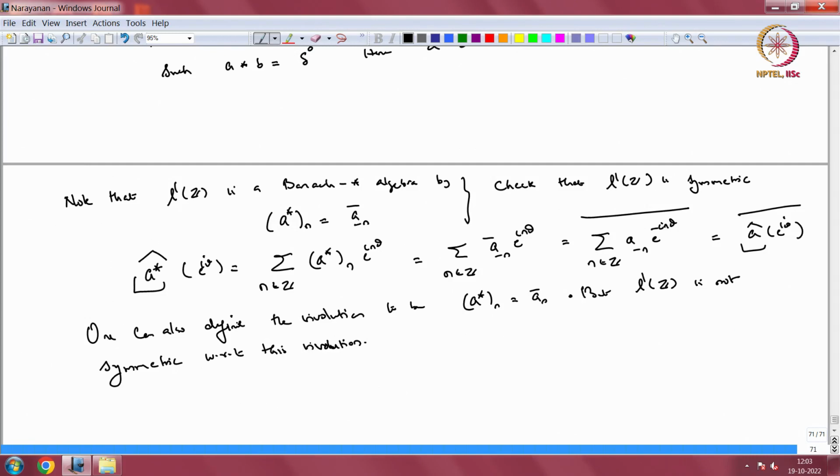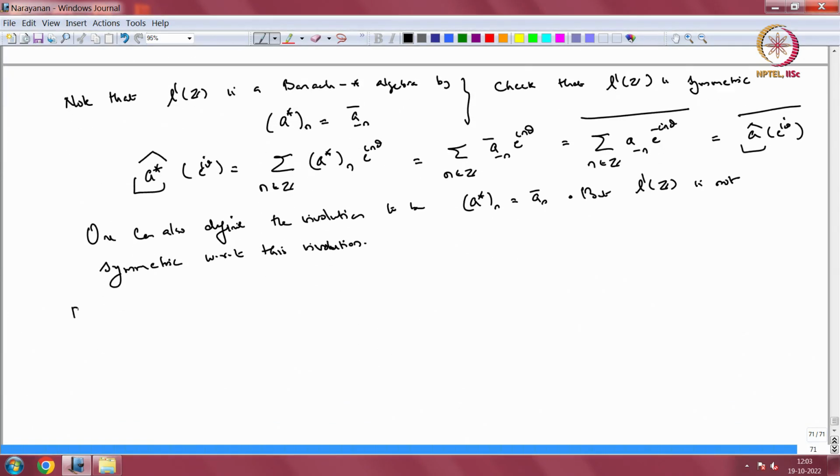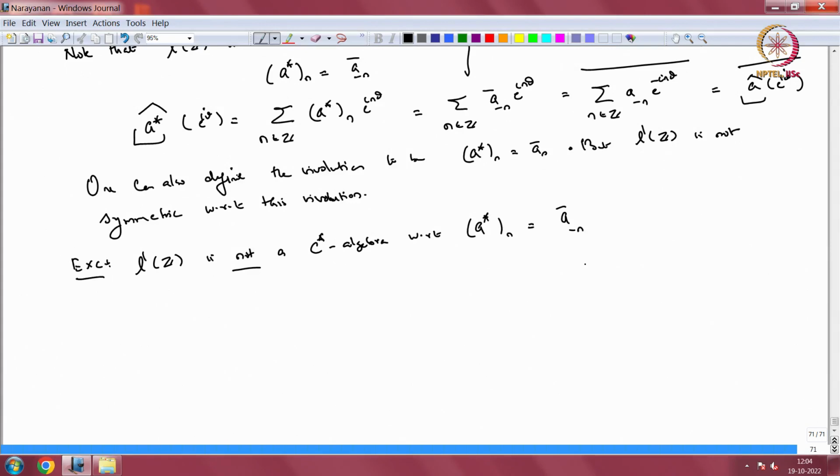And of course, L1 is also not a C star algebra. So, exercise: L1 of Z is not a C star algebra with respect to the involution A star n equal to A minus n bar. Because a C star algebra has to be symmetric. So, here is a symmetric commutative Banach algebra with identity which is not a C star algebra. So, you find two elements so that the C star algebra identity is not true, that is, norm of x star x equal to norm x square.